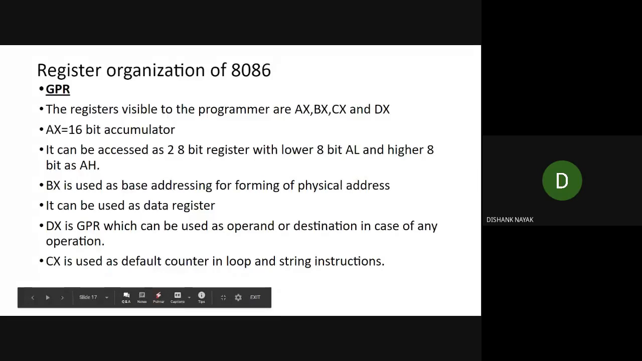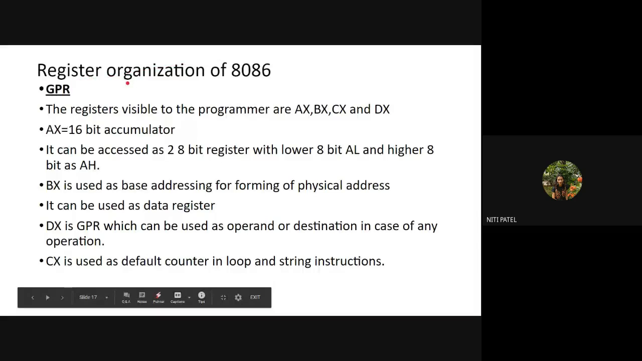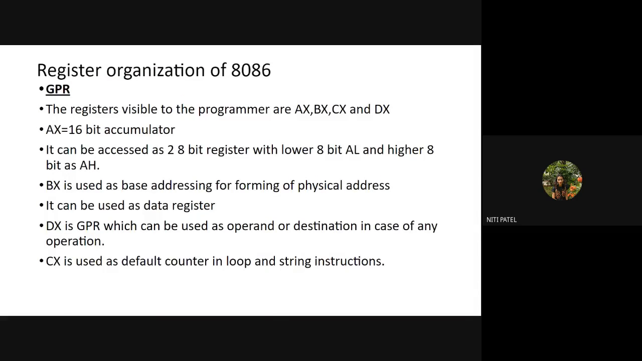Yes, ma'am. Okay. Register organization talks about what? It talks about the size of the different registers that we have just studied. We know what is GPR, but we do not know what is the size of the GPR. So what is the size and how it is going to work, that we will be seeing. So what is GPR? General purpose register.